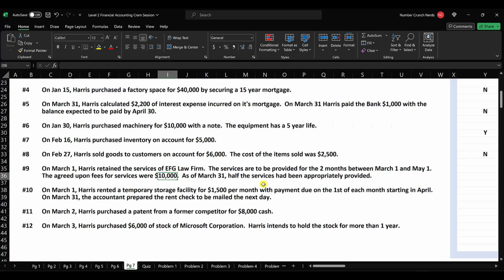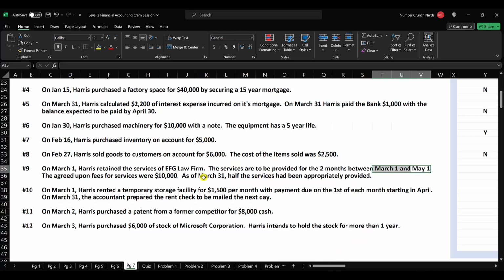So 5,000 of, it doesn't say anything about cash being received here, does it? So if it doesn't say anything about it, we have to assume that no cash has been received. Therefore, we have to accrue. What do we have to accrue? The expense, right? Where this is an expense. We retain their services. We have to pay them. We owe them this $10,000 over the 2-month period. No cash has been paid yet.